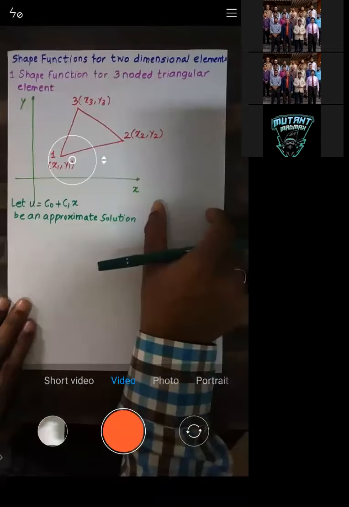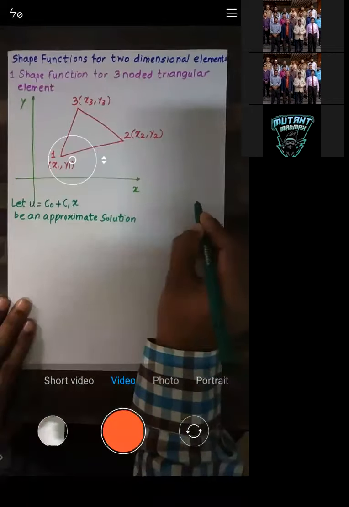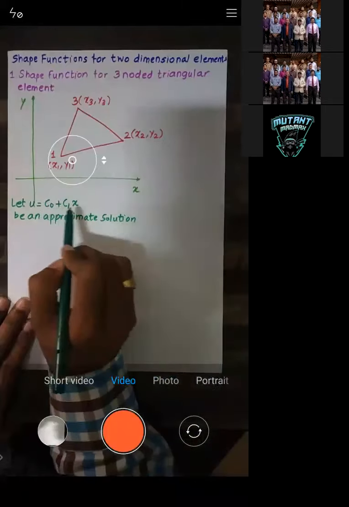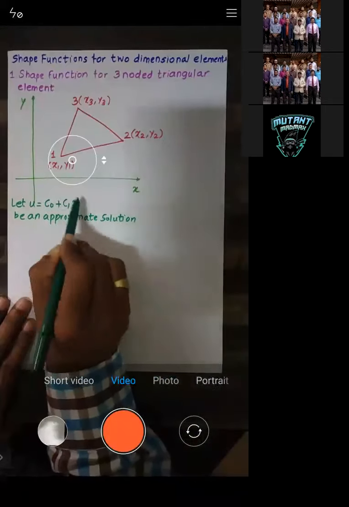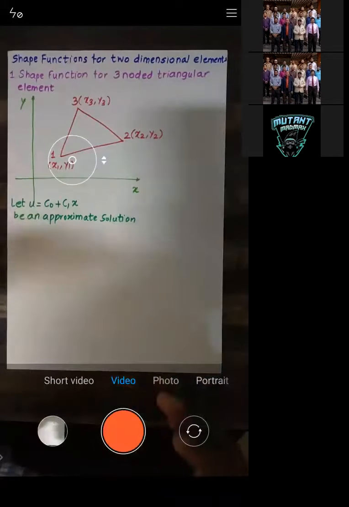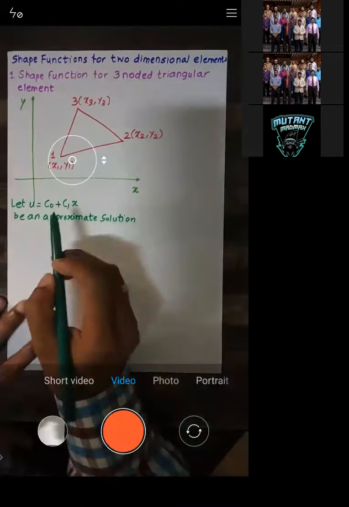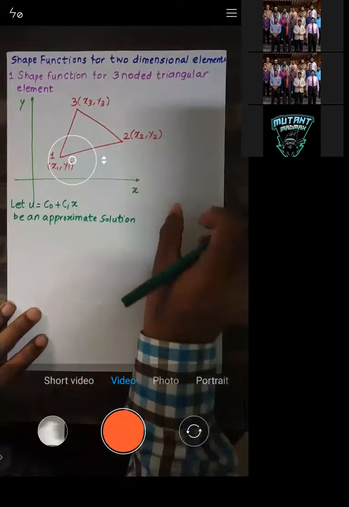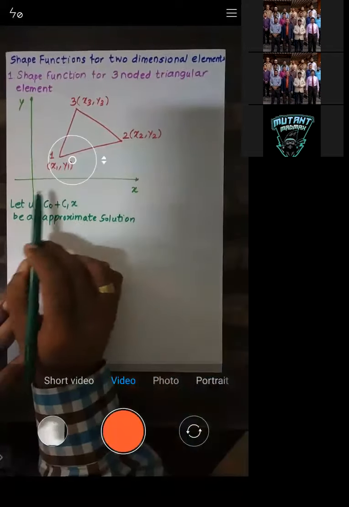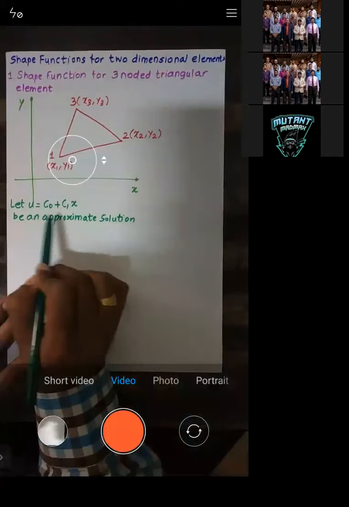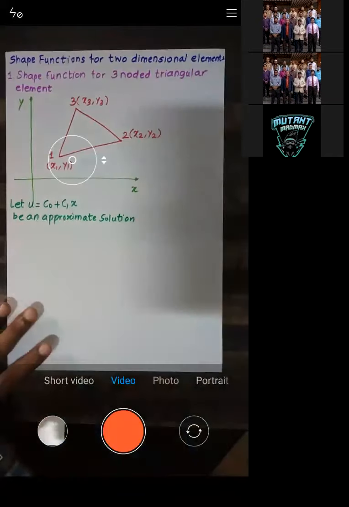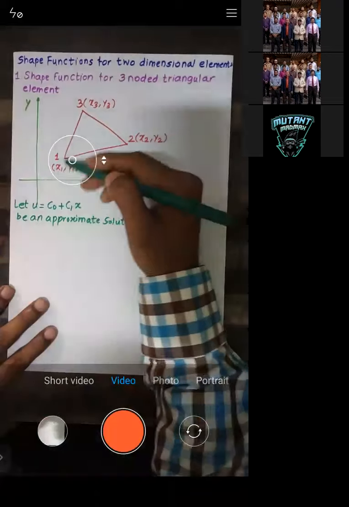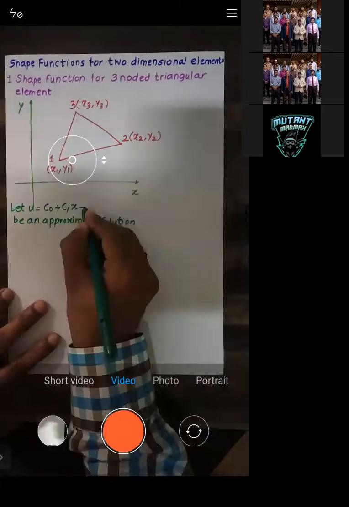When we are considering it as a line element, we can take only this much term, that is C0 plus C1x. But this is not a line element. You might remember, when I take the line element and start deriving the shape function, I need to start by writing this approximate solution. But this is not a line, it's a triangle, right? So one more additional term which I'll take is C2y.